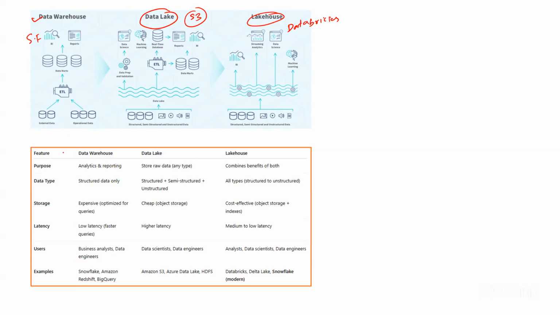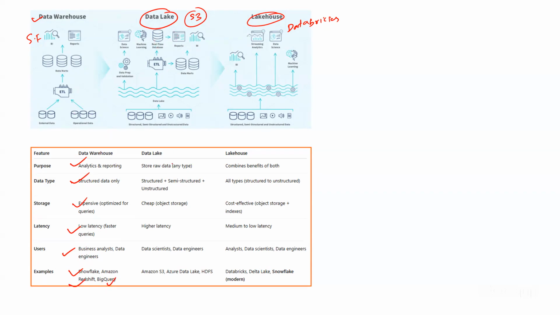The main highlight difference is that a data warehouse is mainly used for analytics and reporting. Only structured data is used. It is optimized for your queries. Latency is very low since all the data is inside your data warehouse. You can directly query it, and it's in structured format, so you can expect much lower latency. Mainly data engineers, business analysts, or data analysts work with a data warehouse. Examples are Snowflake, Redshift, BigQuery, and Synapse. These are some of the data warehouse tools we have seen.